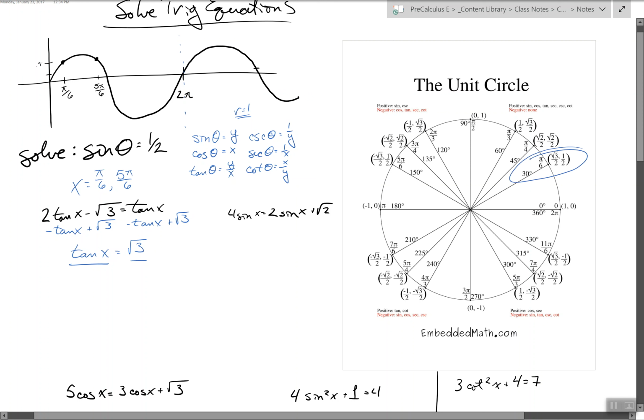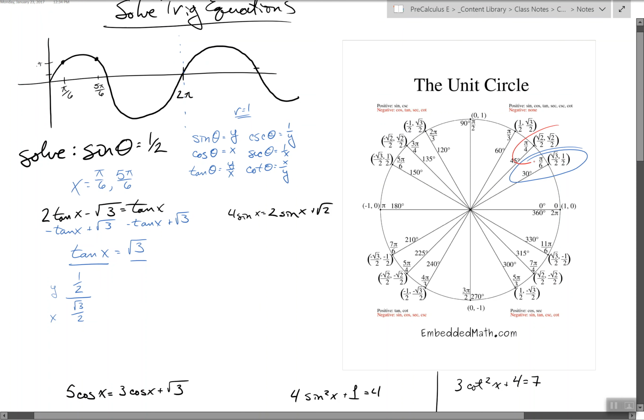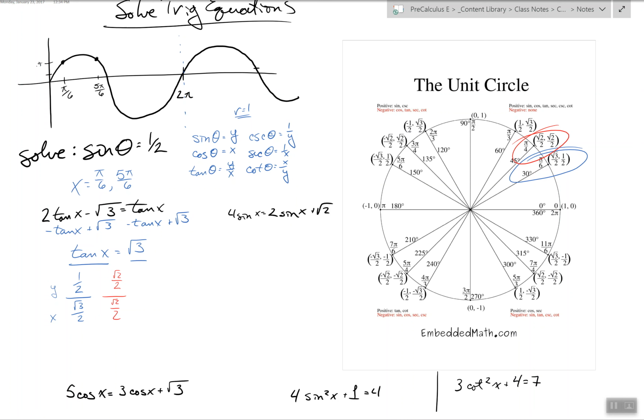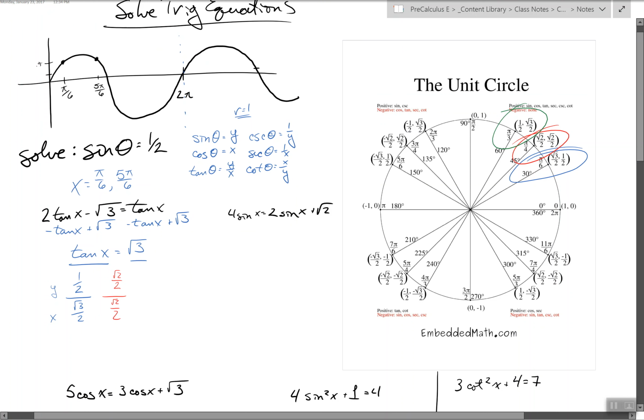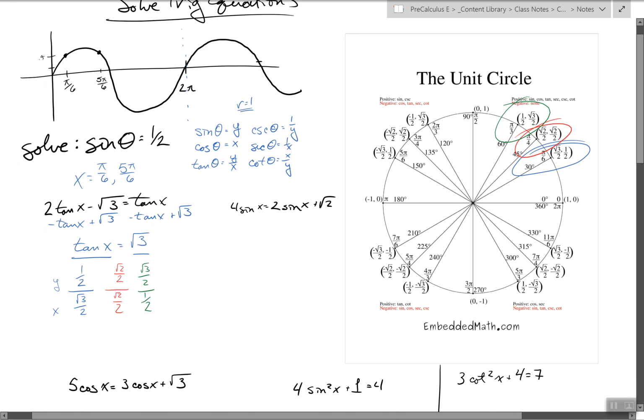So we have pi over 6, which would be 1/2 for the y coordinate, over square root of 3 over 2 for the x coordinate. The middle angle there, we have the square root of 2 over 2 for the y coordinate and for the x coordinate. And the third possibility here at pi over 3, we have a y coordinate of square root of 3 over 2 and an x coordinate of 1/2. So those are the 3 possibilities. One of those should produce the square root of 3.